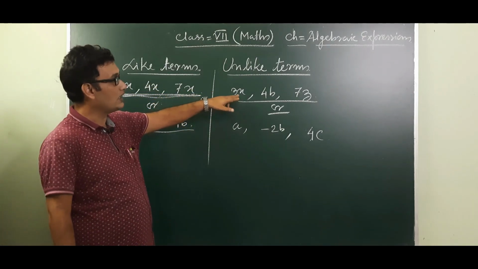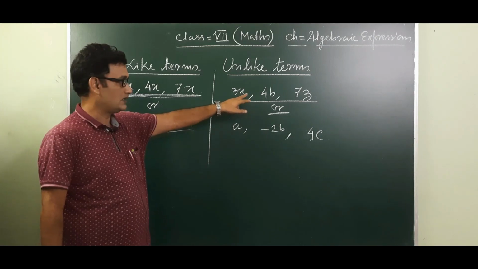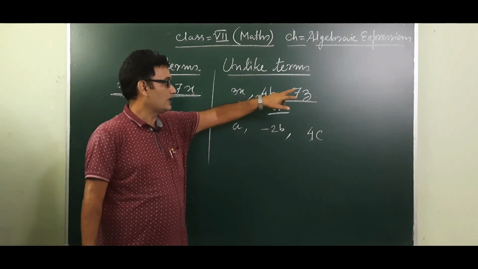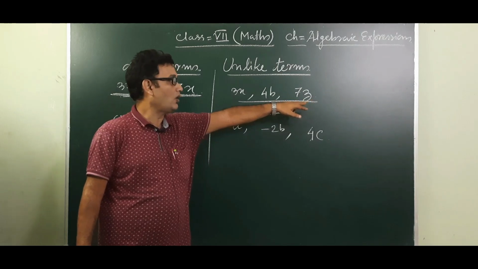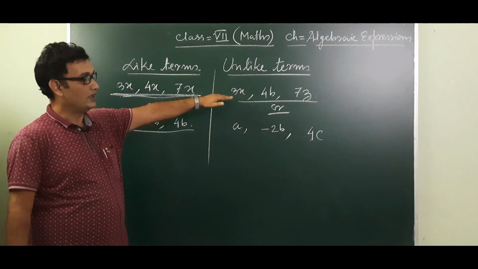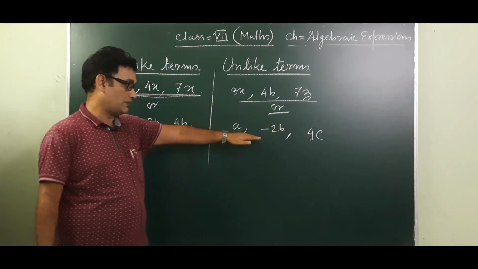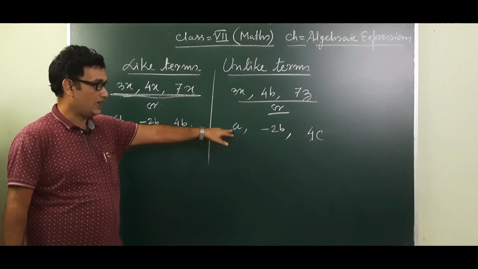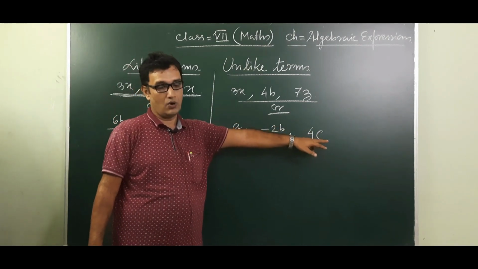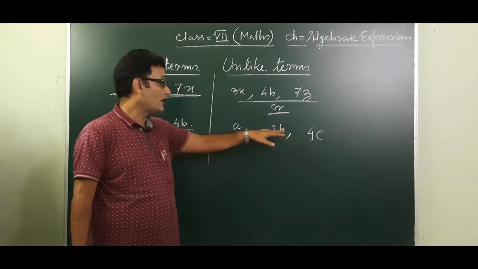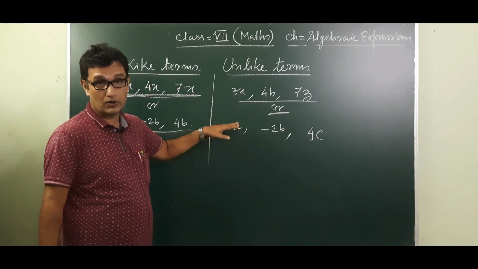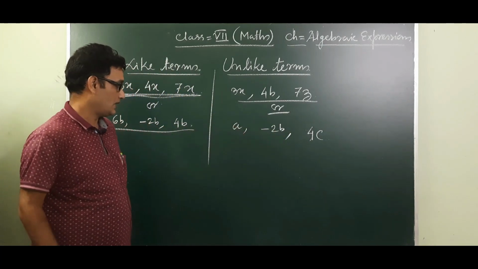But here you see the first variable is x, the second variable is b, the third variable is z. All are different variables. They are called unlike terms. For example, here also you see a, then b, then c. All the variables are different. That's why they are called what? Unlike terms.